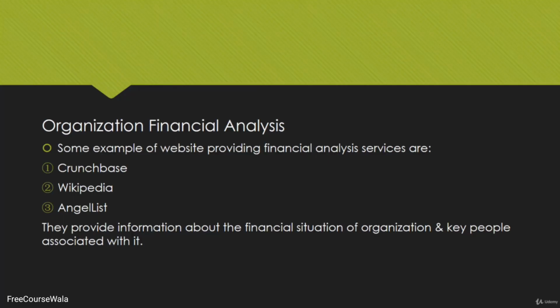The third one is organization financial analysis. There are a few websites via which you can get to know about the financial planning, what mergers the company had in the past, and it would also tell about the current employees and ex-employees working in that company. So here is a very small list where you can get to know about the financial analysis of a company. First one is Crunchbase, then Wikipedia and AngelList. These provide information about the financial situation of an organization and key people associated with it.